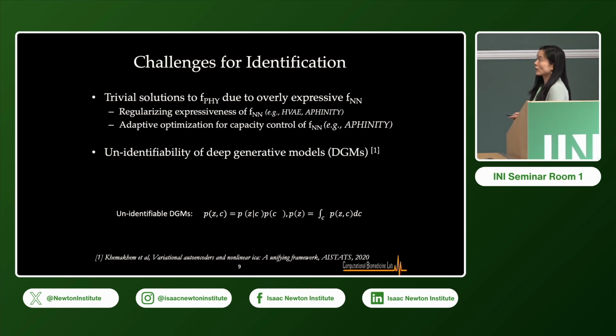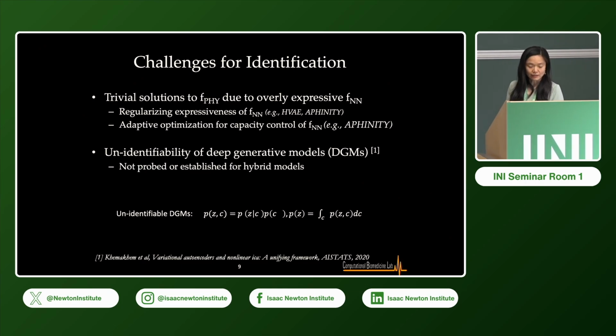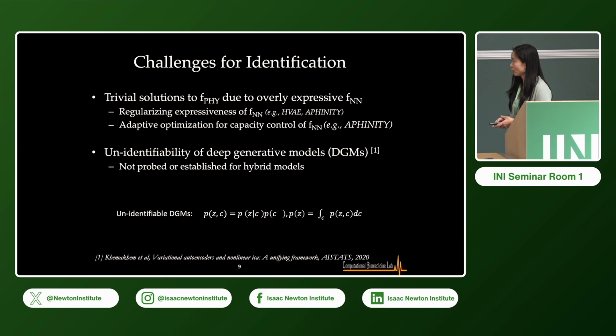That's very well established in the deep generative modeling literature, and this will apply to a hybrid model. If you think about a hybrid model, the physics component will be less affected by that because your decoder has a physical meaning, but the neural component will have the same issue. But this has never been established when dealing with hybrid modeling.